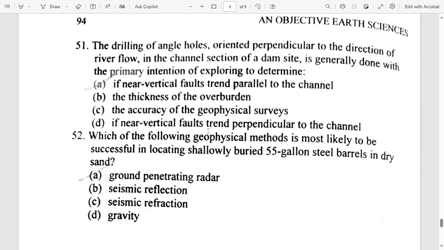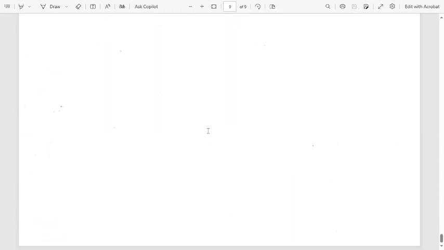The drilling of angle holes oriented perpendicular to the direction of the river flow in the channel section of a dam site is generally done with the primary intention of exploring to determine if near vertical faults trend parallel to the channel. Which of the following geophysical methods is most likely to be successful in locating shallowly buried 55-gallon steel barrels in dry sand? Ground penetrating radar.